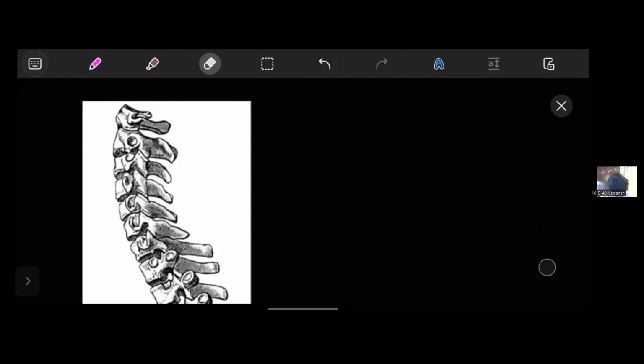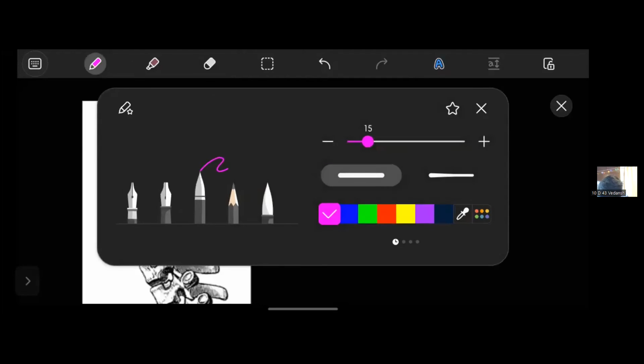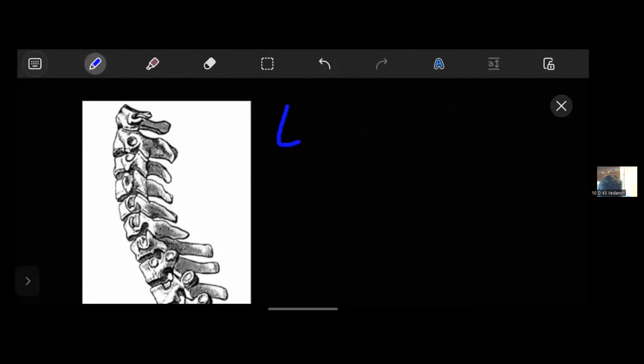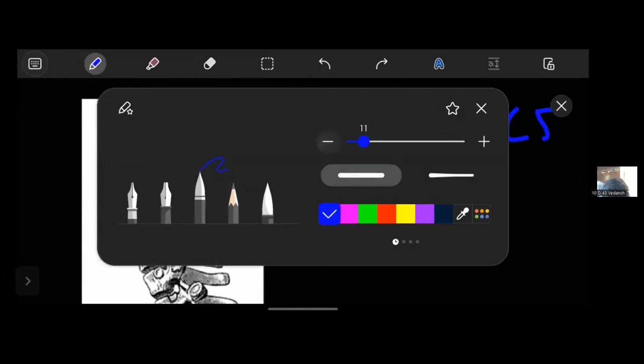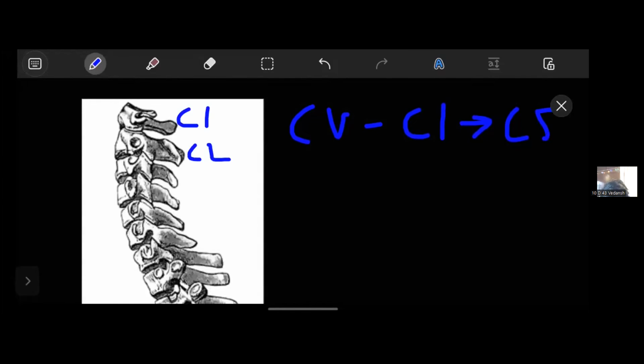Okay, so we have cervical vertebra, we have C1 to C5 currently. Okay, so this is C1, C2, C3. Sorry, let me just zoom in. So C1, C2, C3, C4, C5. Okay. So 1, 2, 3, 4, 5. This is the cervical vertebra.